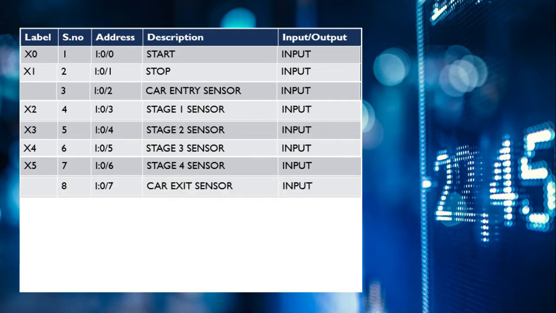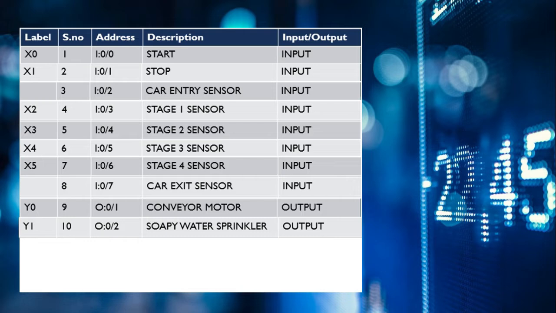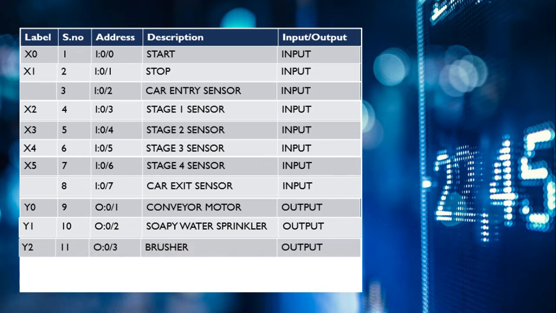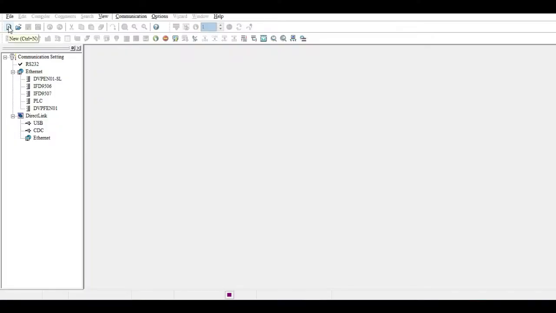There will also be Y0 for the conveyor motor as an output. Y1 will be assigned for the soapy water sprinkler as an output. Y2 will be assigned for the brusher as an output. Y3 will be assigned for the clean water sprinkler as an output. And lastly, Y4 will be assigned for the dryer as an output in our PLC diagram.